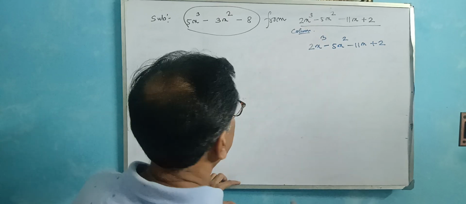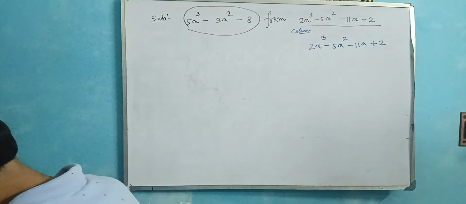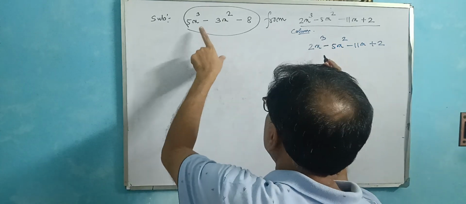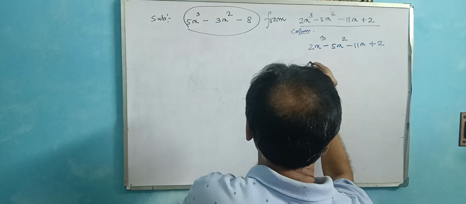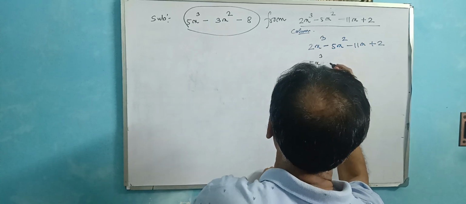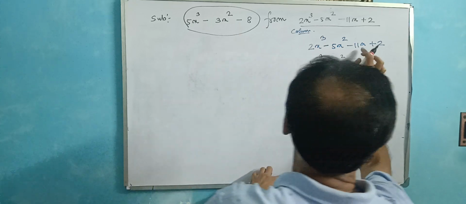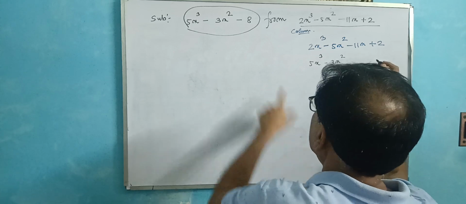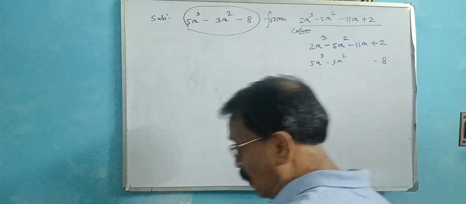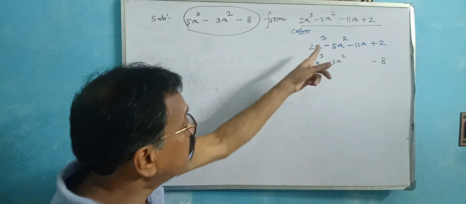Column process. Subtract this from this. Keep the from-part on top. Now write this just below it. This is x cube. What is x cube? This. So this is 5x cube. This is x square. What is x square? This is x square, minus 3x square. Okay. Here is x; there is no x, so leave it. This is 2. This is minus 8. No problem at all. This is the column process.